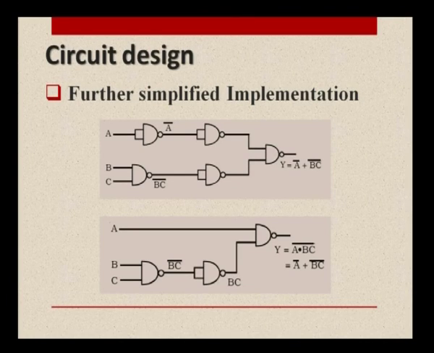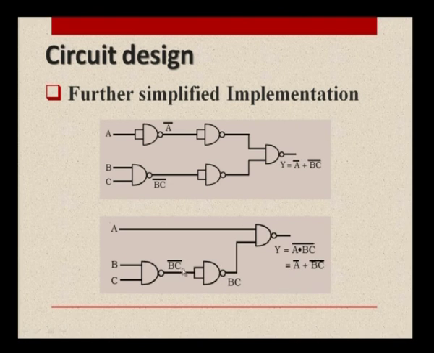The further simplified implementation is also shown here. Now, this circuit is nothing but the previous circuit. It is just copy pasted here so that we could compare it with this second circuit that is depicted. When we have a look at the second circuit, we are able to count only 3 gates, but still the output is the same. Y is equal to (A bar plus BC) the whole bar.